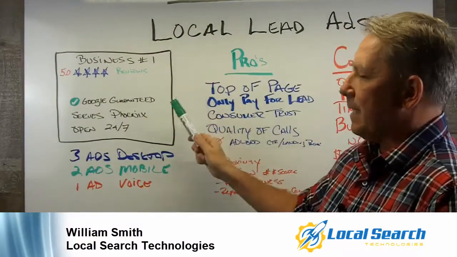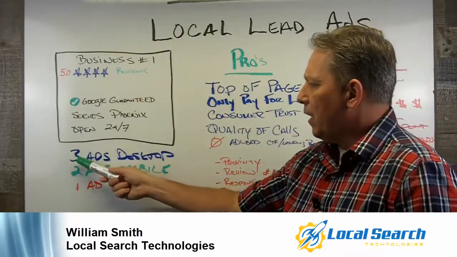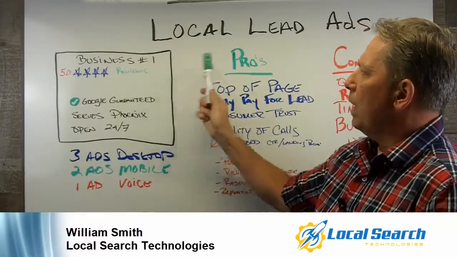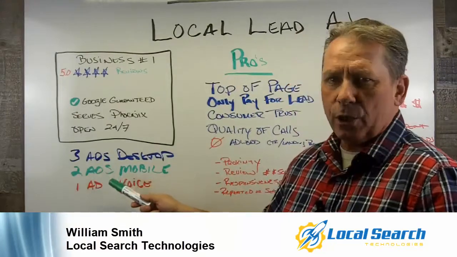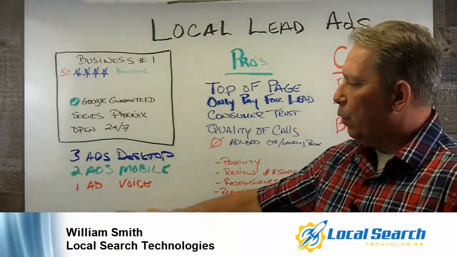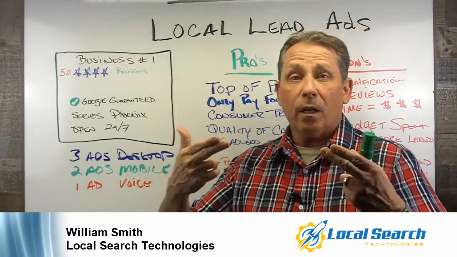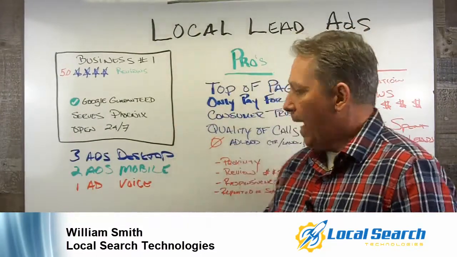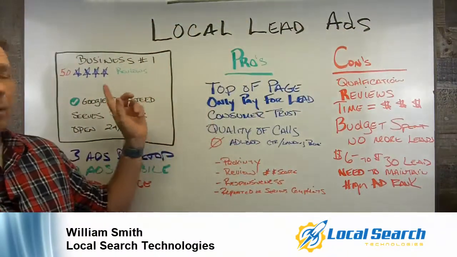Now, if your customer is searching on a desktop, they will see 3 ads. So you'll see 1, 2, 3 businesses come back. If you're on mobile, you'll see 2 ads, and if you're using Google Assistant or voice, only one result will come back.